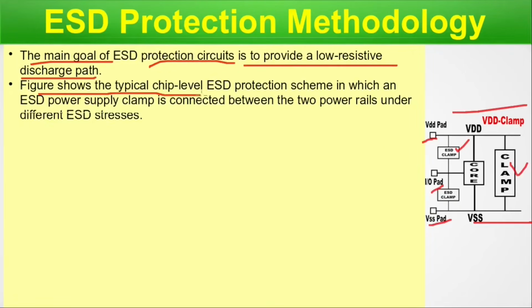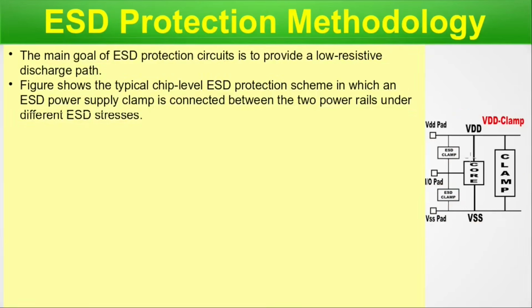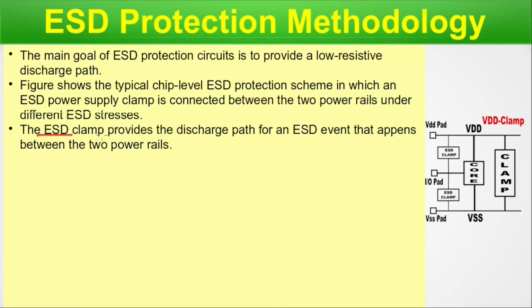The figure shows the typical chip level ESD protection scheme in which an ESD power supply clamp is connected between two power rails under the different phases. So this is an ESD clamp, this is an ESD clamp, this is for the VSS and this is for the VDD. We have different types of clamps connected elsewhere. We'll go into detail, but this is just for your FYI. The ESD clamp provides the discharge path for an ESD event that happens between two power rails. So here is a spelling mistake, it is happens, not happens.